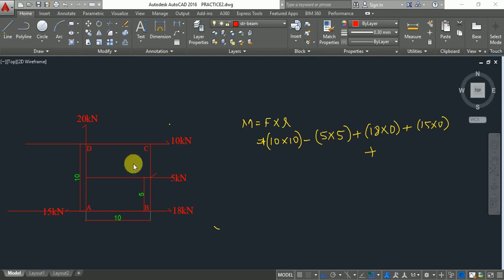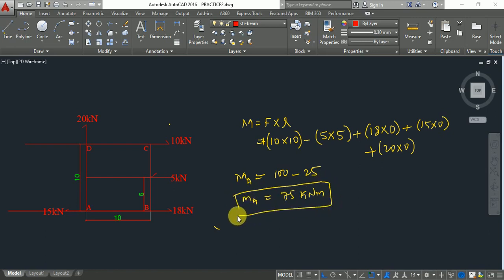Next, the last one is the 20 kN force. Its line of action is passing through A. There is no perpendicular distance, so this moment will also be 0. That is, 20 is the force and the perpendicular distance is 0. So the moment about point A is equal to 10 into 10, which is 100, minus 25. So 75 kN·m is the moment acting about point A.